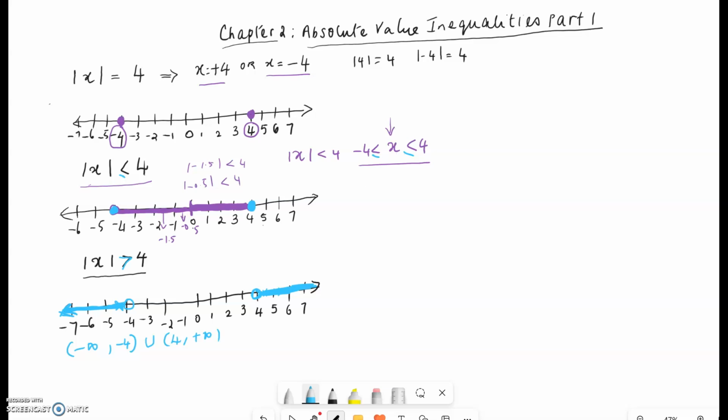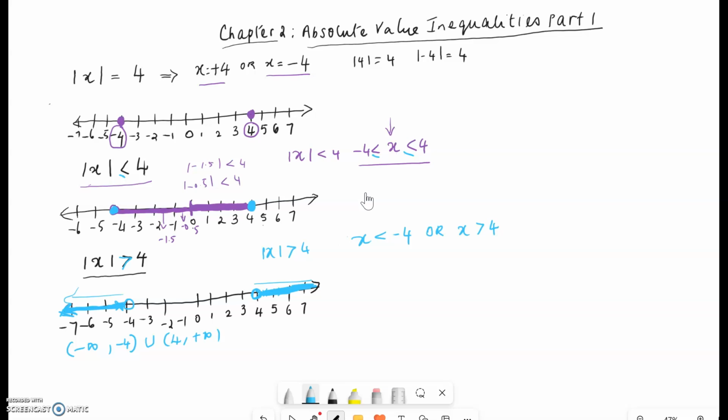So let's write this down. If absolute value of x is greater than 4, then x is less than -4, which means that x is to the left of -4, or x is greater than 4, which means x is to the right of 4.